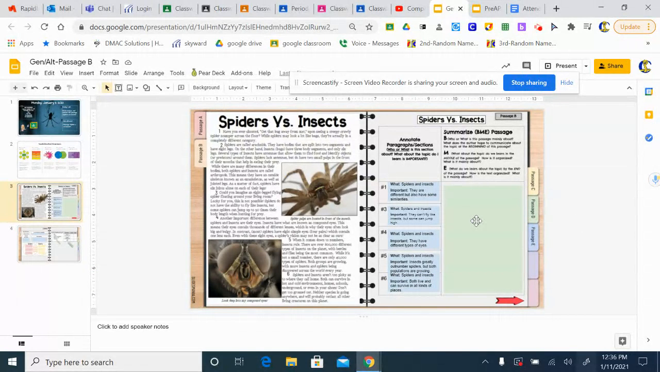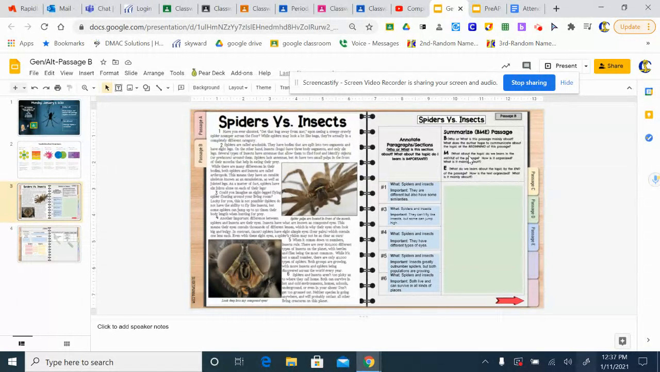You will then look here on the right-hand side of the page where it talks about summary. In summary, again, you summarize the passage using BME. B: who or what is the passage about? What does the author hope to communicate about the topic at the beginning of the passage? So in this case, the beginning would be your paragraphs 1 and 2.